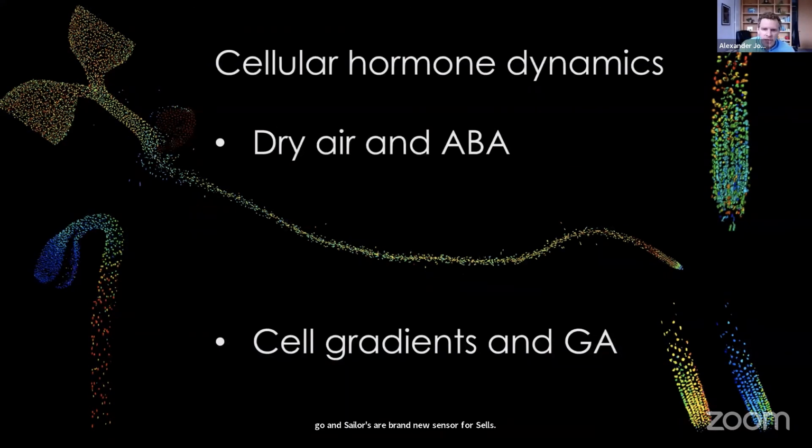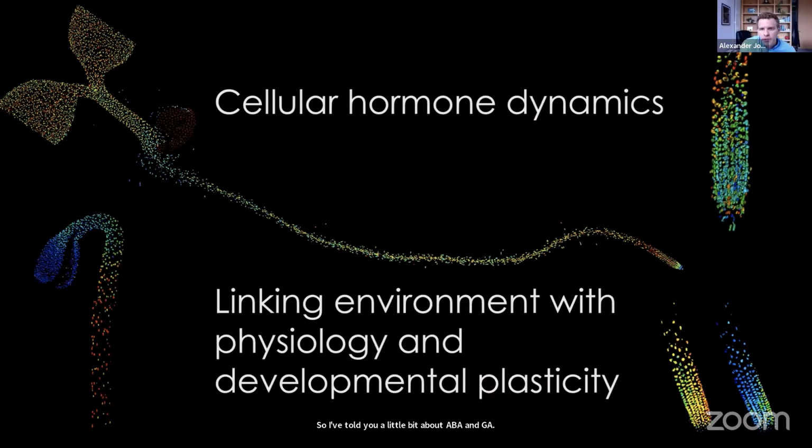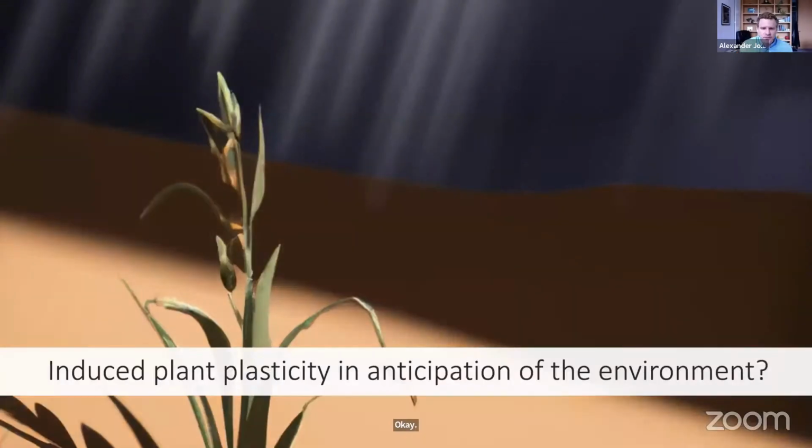So I've told you a little bit about ABA and GA biology in vivo, and we would like to continue investigating cellular hormone dynamics across a series of environmental changes, particularly future environments that we expect to have with climate change, and how they affect physiology and development.